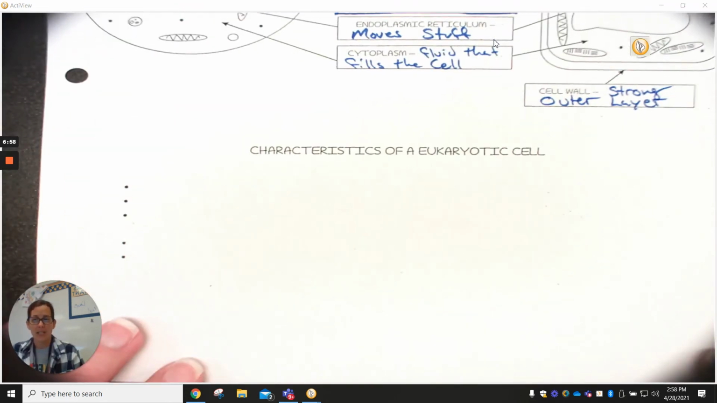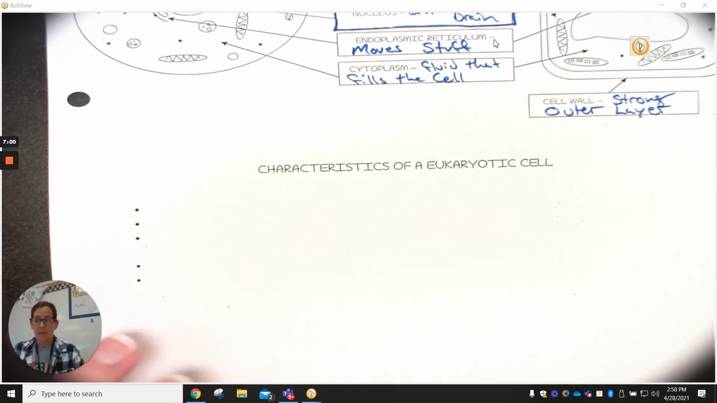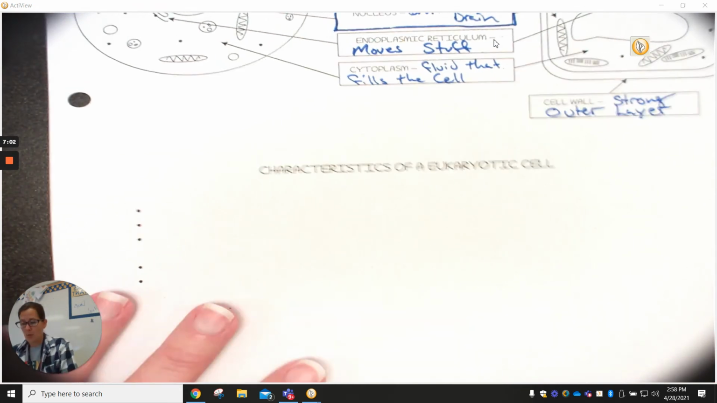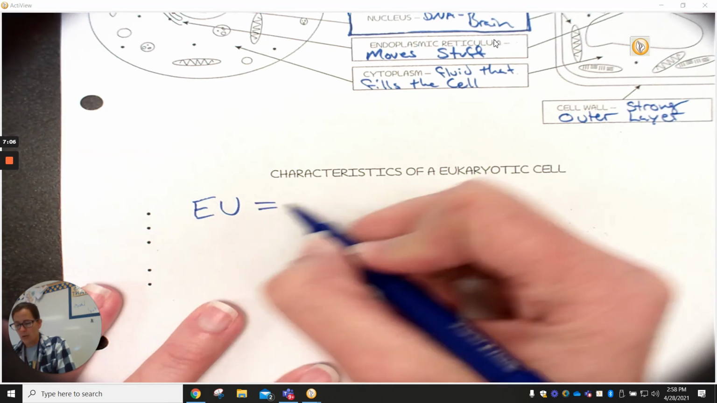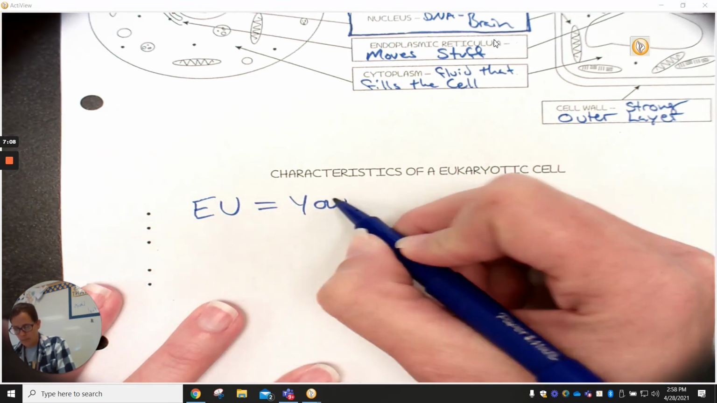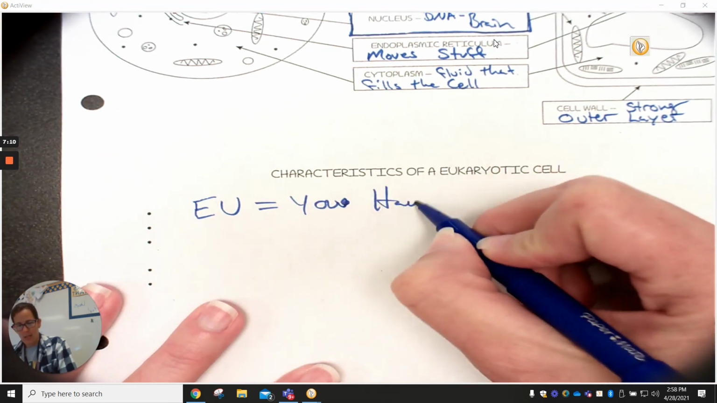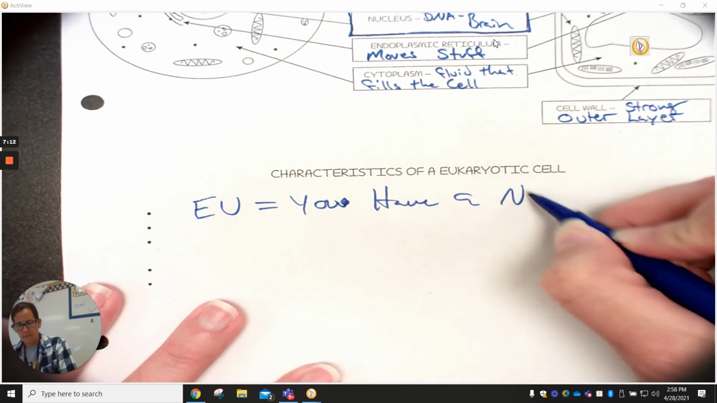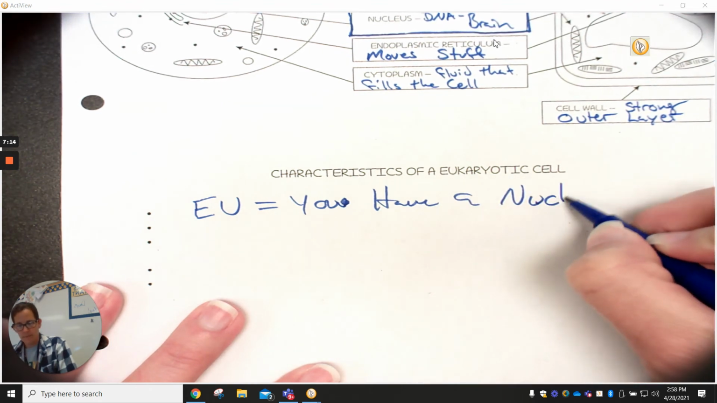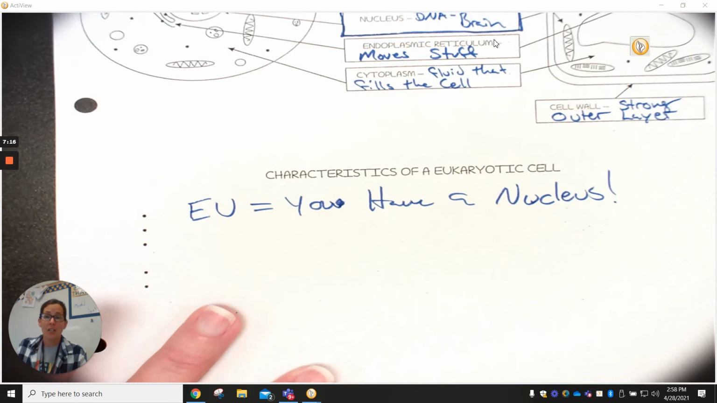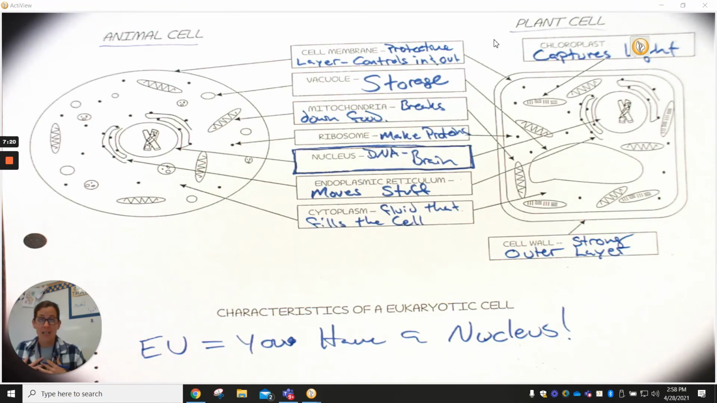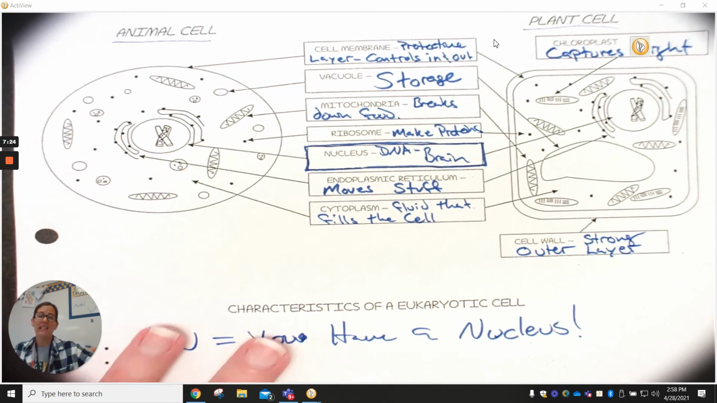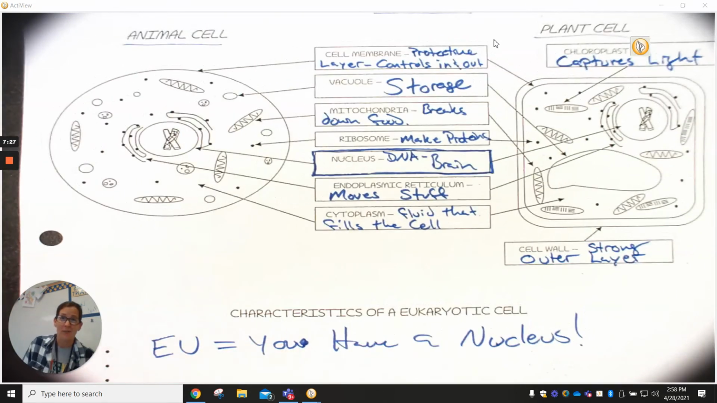We talked about all of these yesterday. The first one, most important, is, hopefully you remember, U equals you have a nucleus. And by you, I mean, yes, you. You are an animal. We all are as humans, and our cells have a nucleus. So when I say you have a nucleus, I mean you have a nucleus.